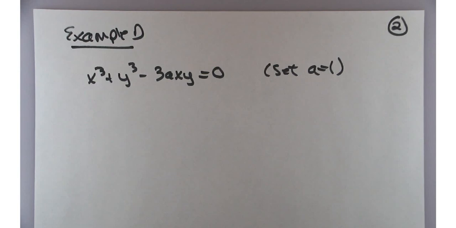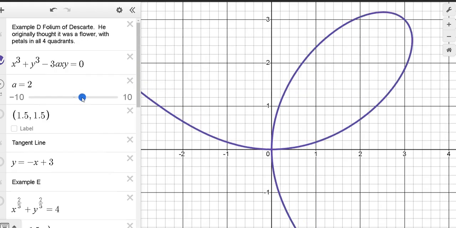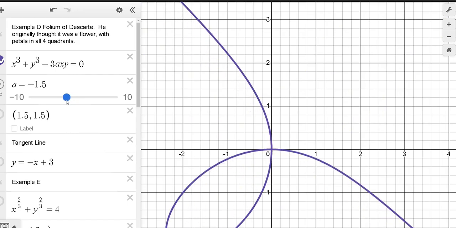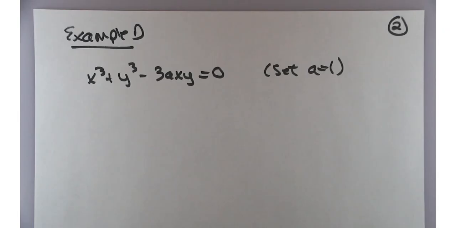Okay, so we're going to continue our work with implicit differentiation, and in particular, let's look at this folium of Descartes. Now, I've presented it here with A as being kind of a parameter. You can play around with that. But we're going to look at it in the case when A equals 1.